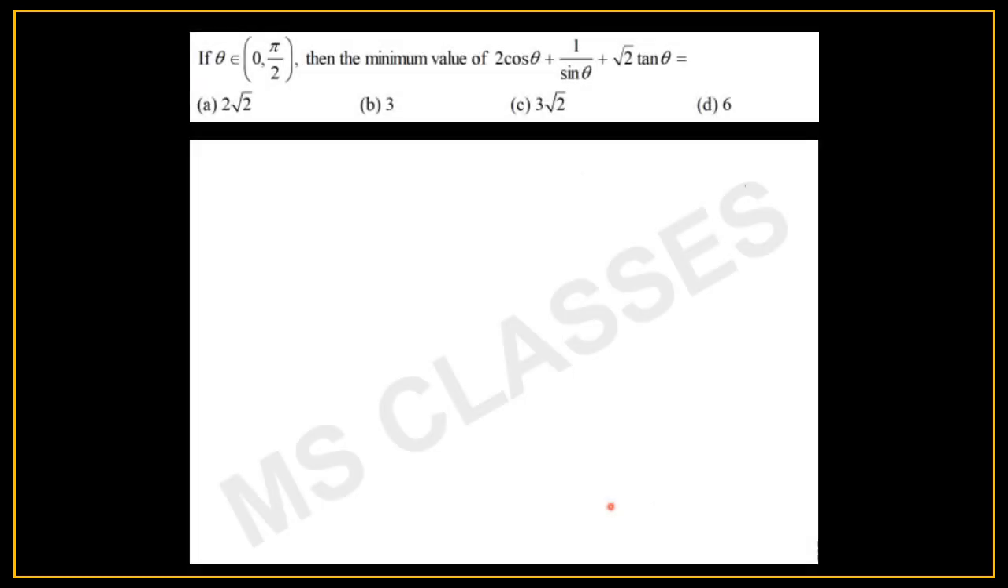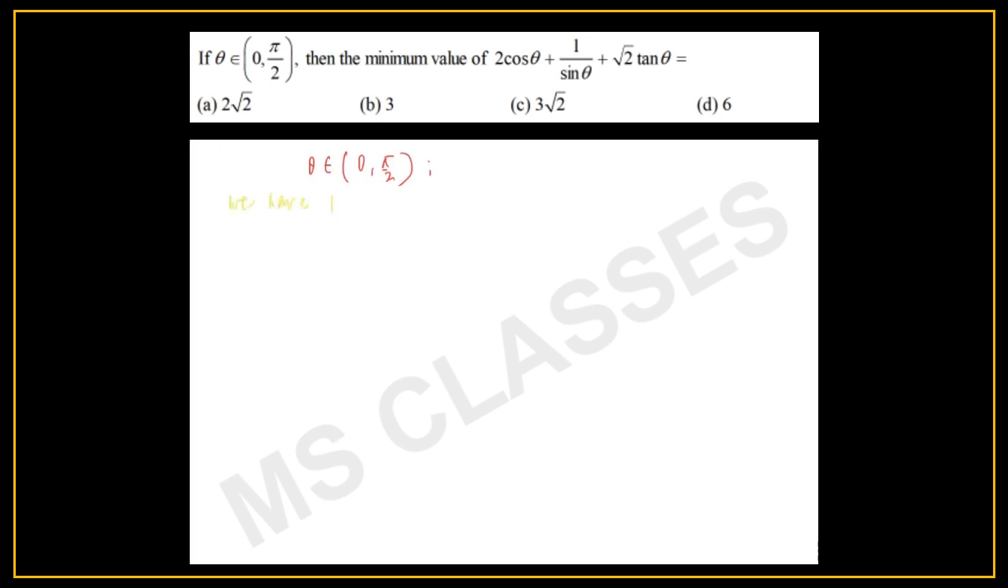The next sum will help us to understand the application of AM-GM. It is given that theta belongs to 0 comma pi by 2. Now by seeing a sum, how to understand that here we have to apply AM-GM? First of all, theta is an acute angle. So once we understand that theta is an acute angle, that's the first clue. Second clue, we have to find the minimum value.